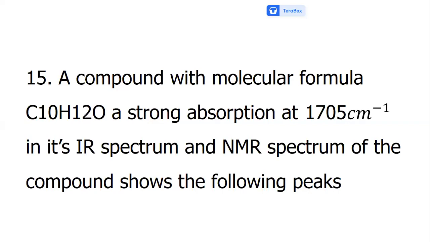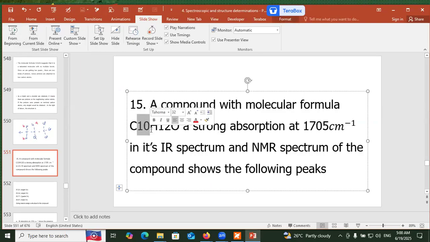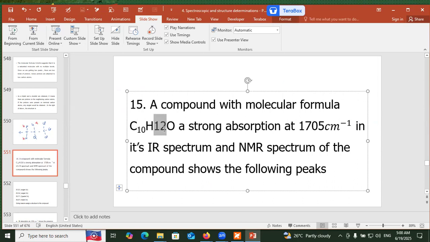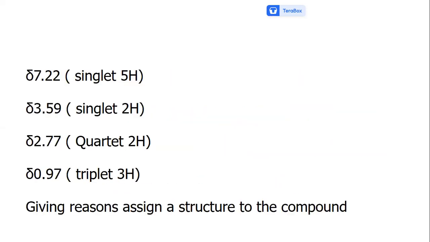A compound with molecular formula C10H12O shows a strong absorption at 1705 per cm in its IR spectrum, and the NMR spectrum of the compound shows the following peaks: delta value 7.22 singlet, 5 hydrogen; delta 3.59 singlet, 2 hydrogen; delta value 2.77 quartet, 2 hydrogen; delta value 0.97 triplet, 3 hydrogen. Giving reasons, assign a structure to the compound.